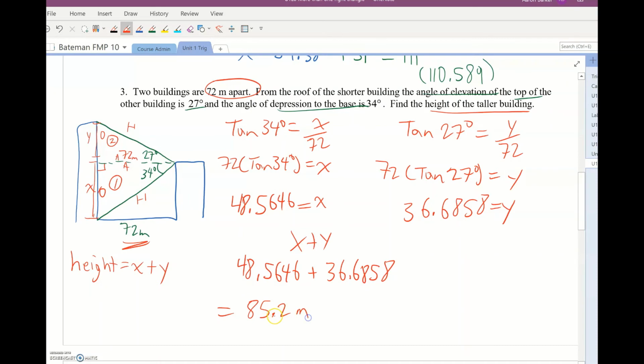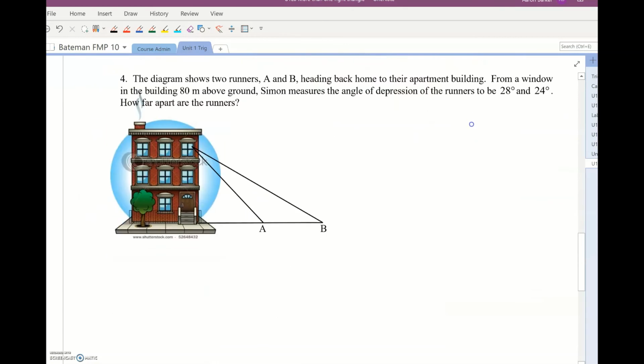85.2 meters. Now I guarantee you, if I do not use all 4 decimals, I would have a number that's close, but not close enough. All right, 85.2 meters is the height of the large building. Okay, good. Next question.